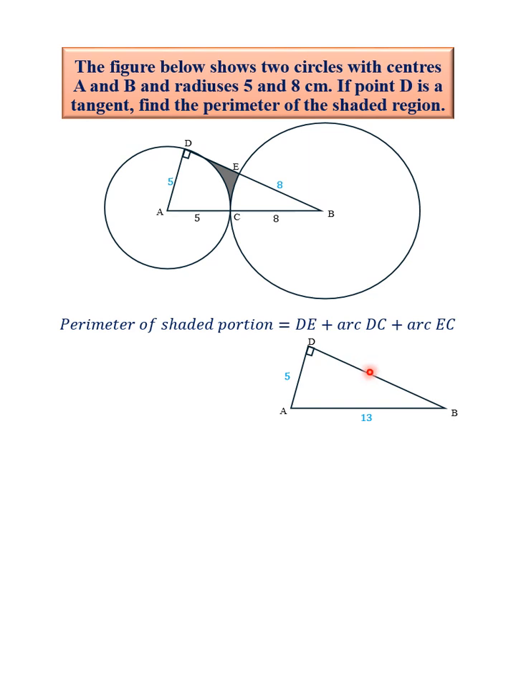So according to Pythagoras theorem, BD squared will be equal to 13 squared minus 5 squared. The hypotenuse squared minus 5 squared. 13 squared is 169 minus 5 squared is 25.